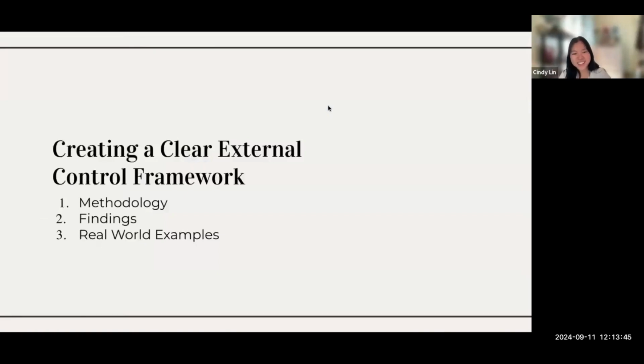Next, I'll be diving into how the paper tried to create a clear external control framework. I'll go into the methodologies as well as the findings and the real-world examples that they provided.